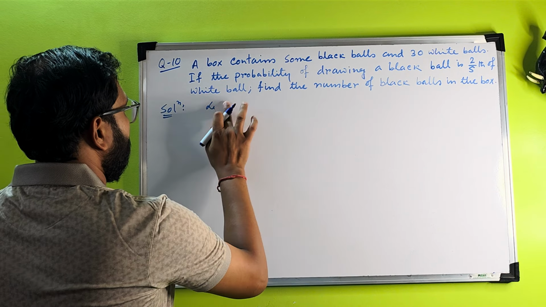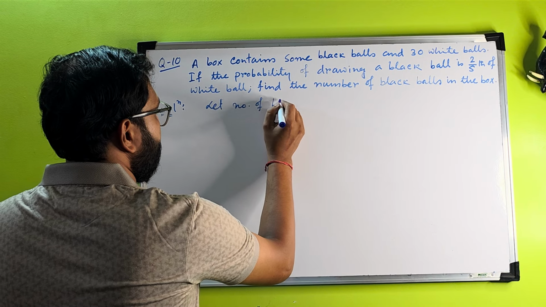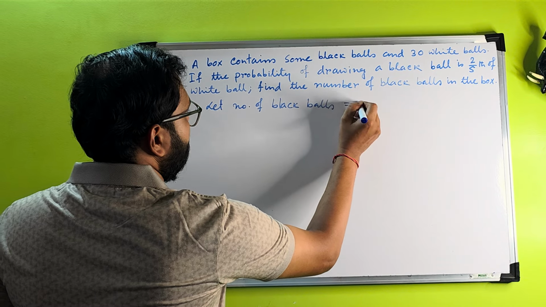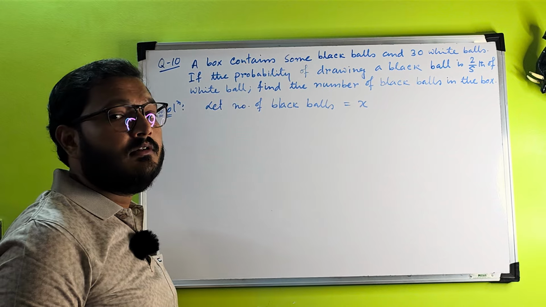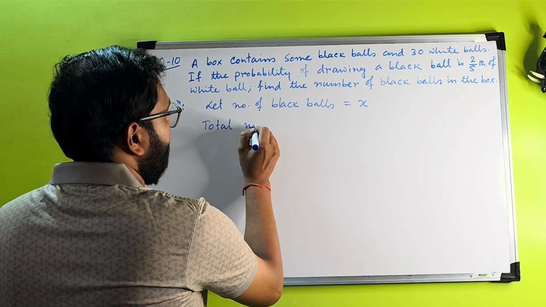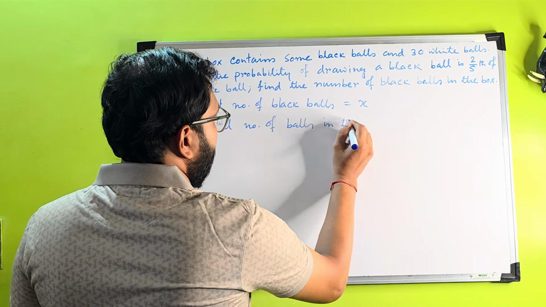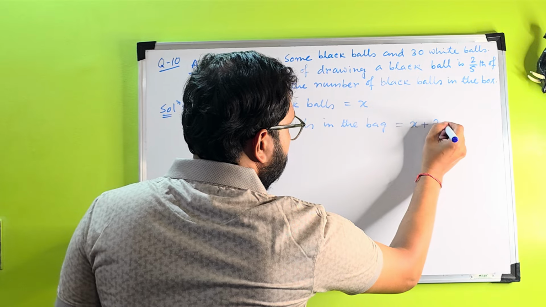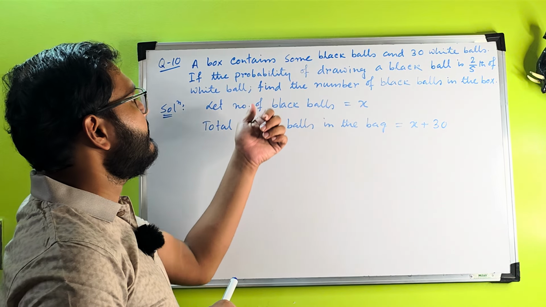Solution. Let the number of black balls equal X. Okay, so in the bag, how many balls are there? So the total number of balls in the bag equals X plus 30. And now a relation is given.